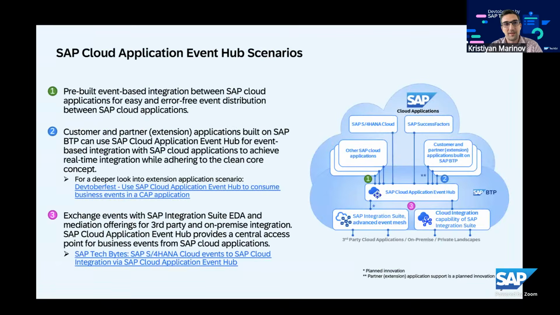So what is Cloud Application Event Hub? It's a pre-built event-based integration between all of SAP's cloud systems. And I'm going to focus here on a few specific words. The first, and to me personally the most important thing, is pre-built. What does this mean? This means that this is a solution that exists already within your landscape, as a consumer, that you don't have to manage, that you don't even have to configure.